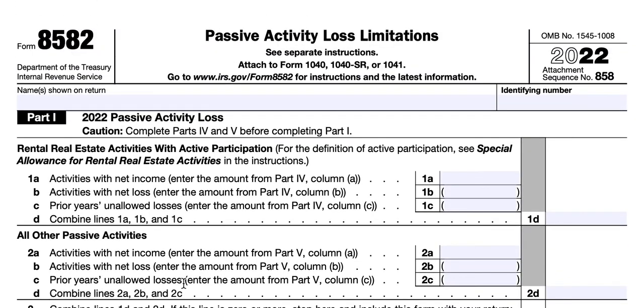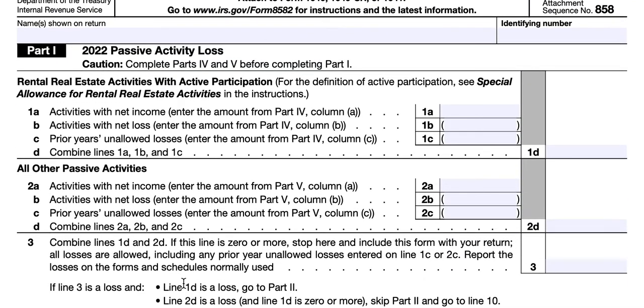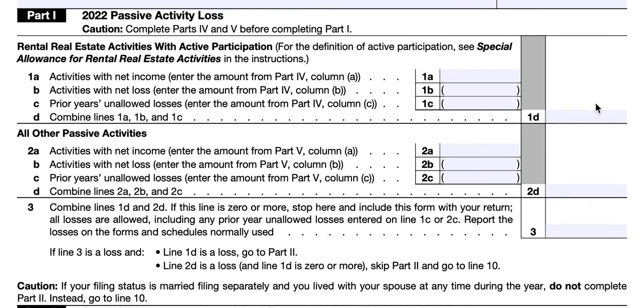So when we scroll back to the top of Part 1, you'll see Part 4's calculations of net income, net loss, and previous year's unallowed losses. You'll combine those and come up with a result on line 1D. You'll do the same thing for lines 2A, 2B, and 2C. And then you will combine 1D and 2D.